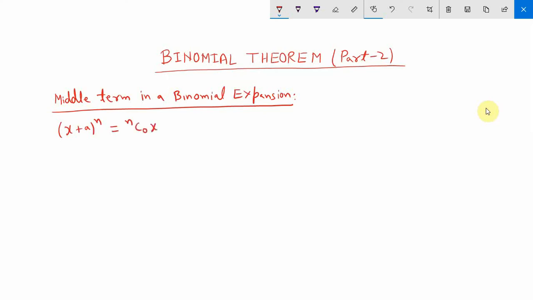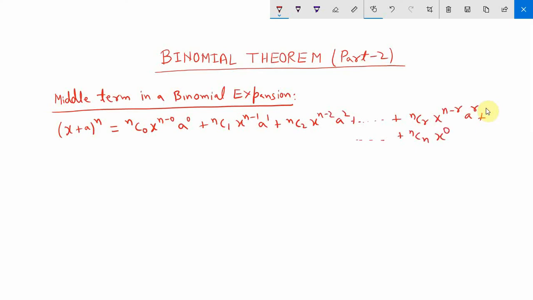nC0 x to the power n minus 0 into a to the power 0, plus nC1 x to the power n minus 1 a to the power 1, plus nC2 x to the power n minus 2 into a to the power 2. In a similar way, the r plus 1th term will be nCr x to the power n minus r into a to the power r, and the last term will be nCn x to the power n minus n, or x to the power 0, into a to the power n.